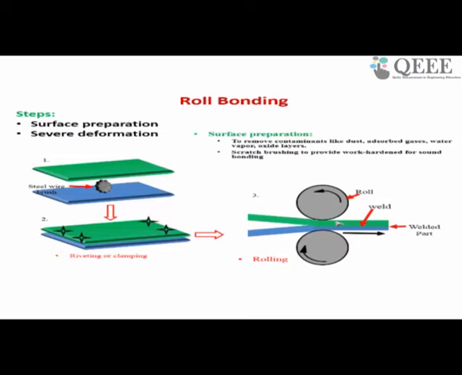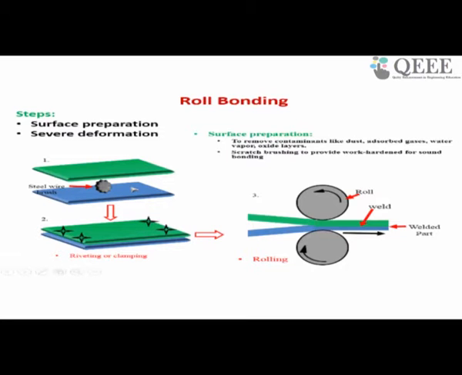So what they do is prepare the surface. Suppose you want to join two pieces like this, then you have to prepare the surface. What is the role of surface preparation? To remove contaminants like dust, absorbed gases, water vapor and the oxide layer. Then after removing the surface layer, you have to scratch-brush to provide work hardening for sound bonding, as well as to clean the oxide layer of the material. You have to scratch the whole material with a brush.